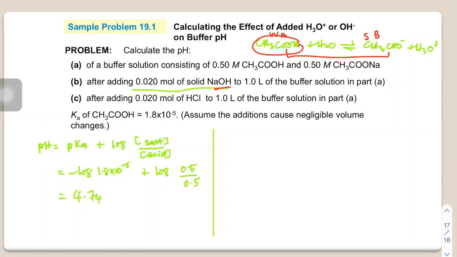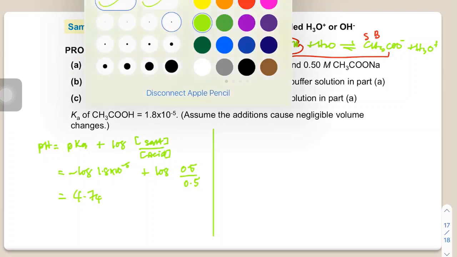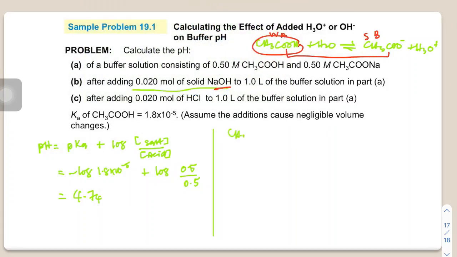And then in our reaction table, we have a reaction of the acetic acid that is reacted with the OH minus that is being added, it turns to CH3COO minus and H2O. So acid-base reaction will produce a salt and H2O.